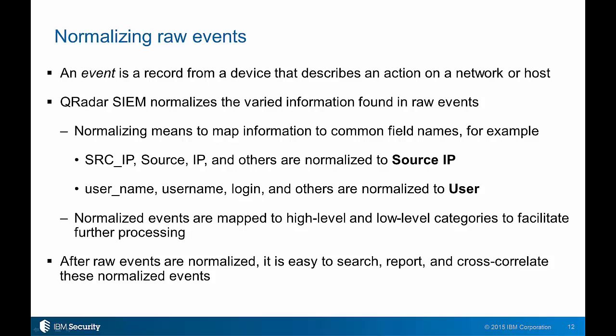Normalizing means to map information to common field names. For example, src_IP, source IP, and others are normalized to source IP. User_name, username, login, and others could be normalized to user. Normalized events are mapped to high-level and low-level categories to facilitate further processing. After raw events are normalized, it's easy to search, report, and cross-correlate these normalized events.